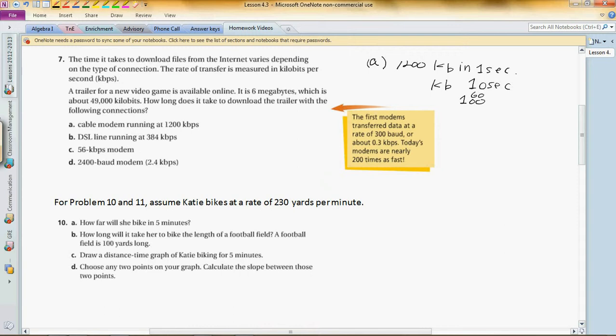In order to download 49,000 kilobytes, how many seconds do you need, or how many minutes if you want to convert it to minutes? It's completely okay to give me a second. So that's problem number 7.